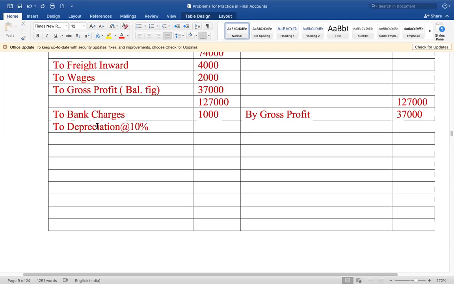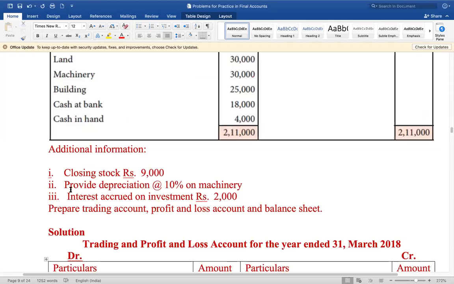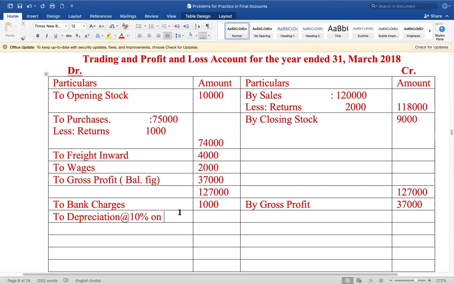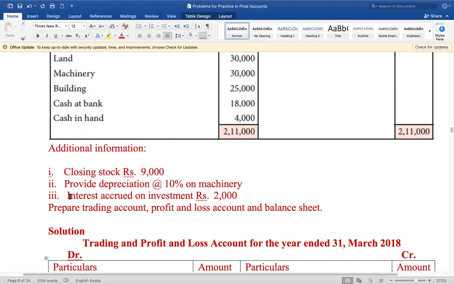Depreciation on what? Depreciation on machinery. What's the value of machinery? 30,000. So on 30,000, that is equal to 3,000. Adjustment 1 is over, 2 is over.